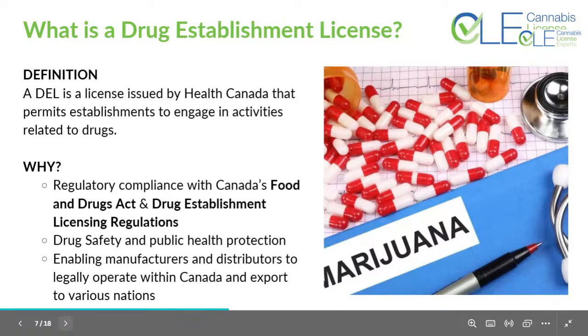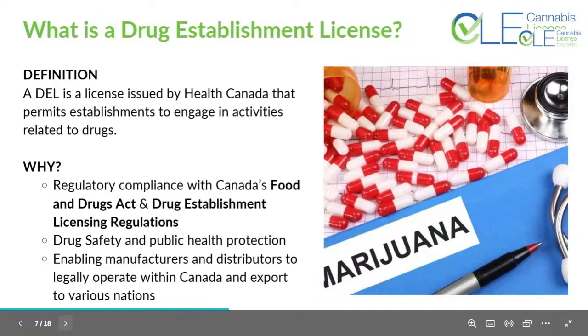So let's actually look at what a drug establishment license is. It's a license that's issued by Health Canada, like all the other licenses that you hold, and it will allow you to engage in activities that are related to the classification of drugs. So what this applies to for us is drugs containing cannabis or cannabis-contained drugs.